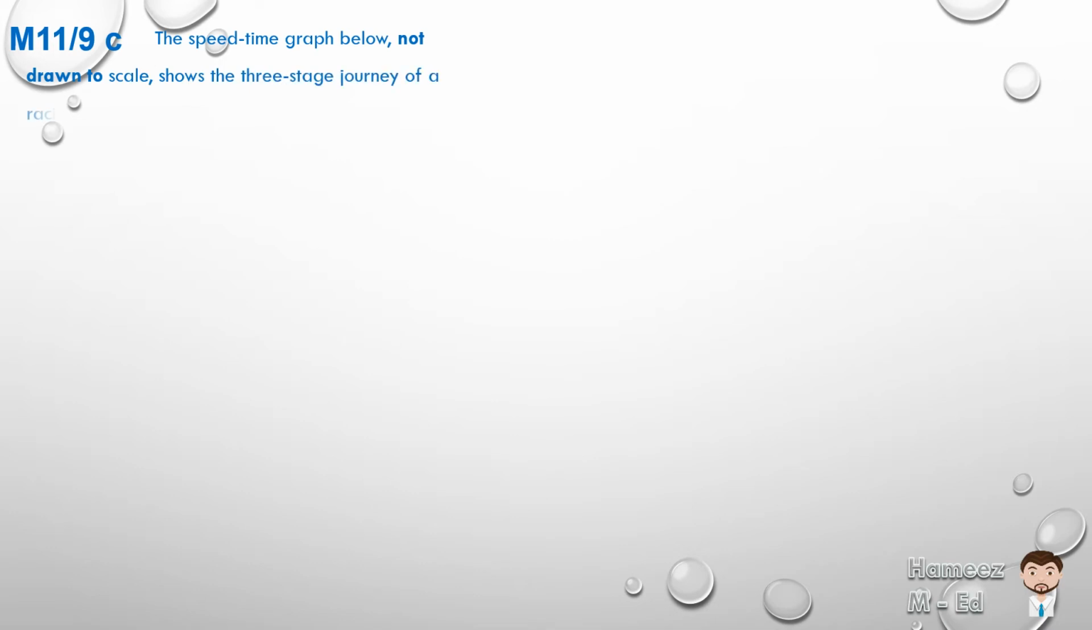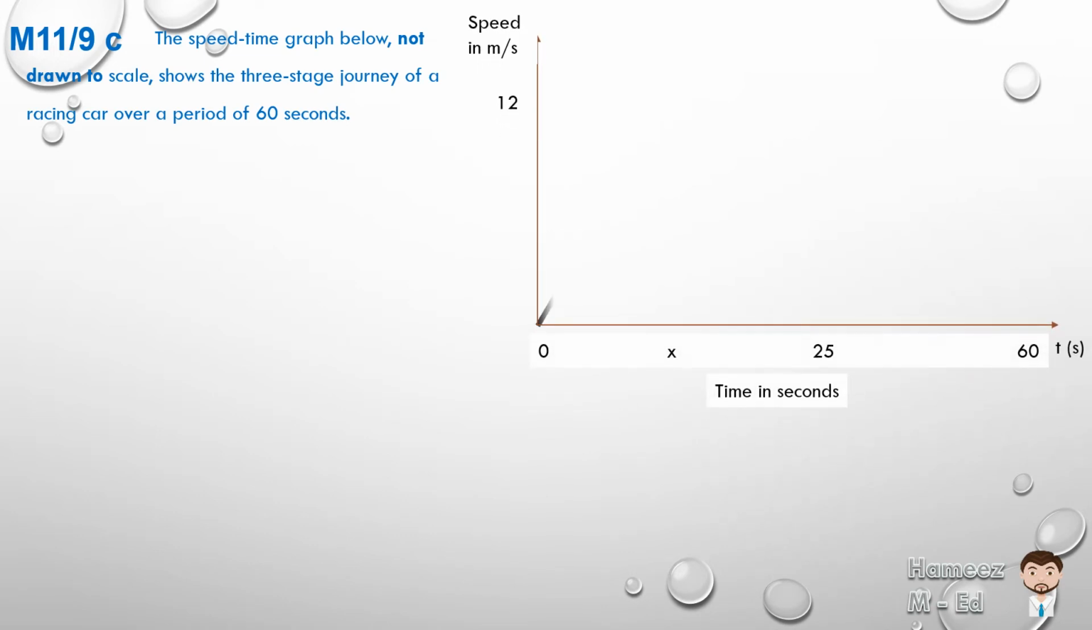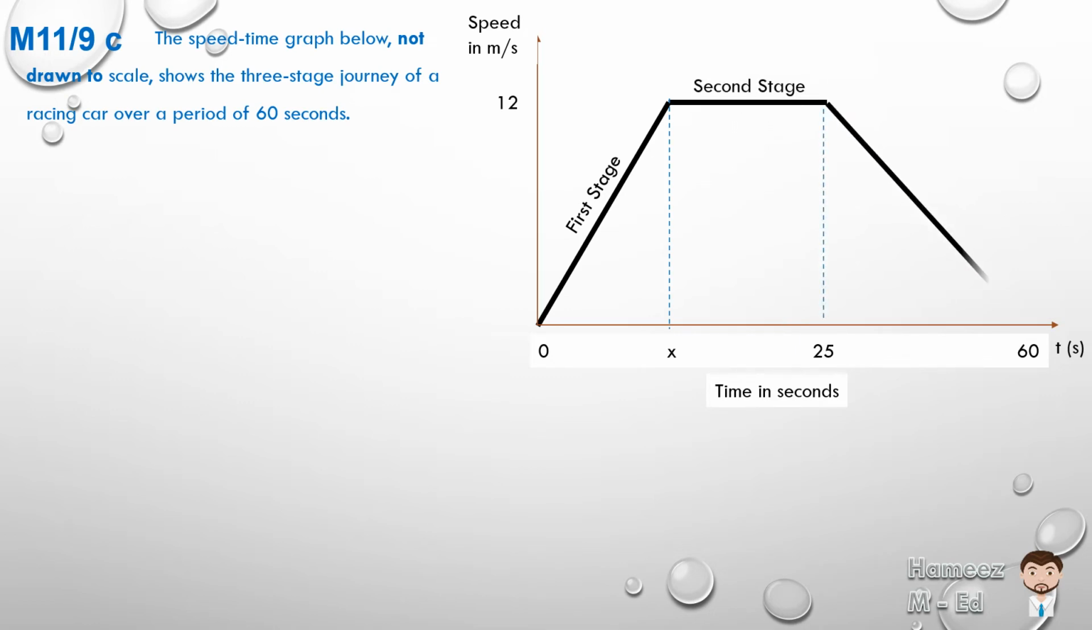May 2011, number 9C. The speed-time graph below, not drawn to scale, showed the 3-stage journey of a racing car over a period of 60 seconds. So if we bring up the graph, we can see that in the first stage it is moving from 0 until 12, and it took x seconds. And in the second stage, from x seconds, it remained constant until 25 seconds. And in the third stage, it slowed down from 25 seconds until it stopped at 60 seconds.